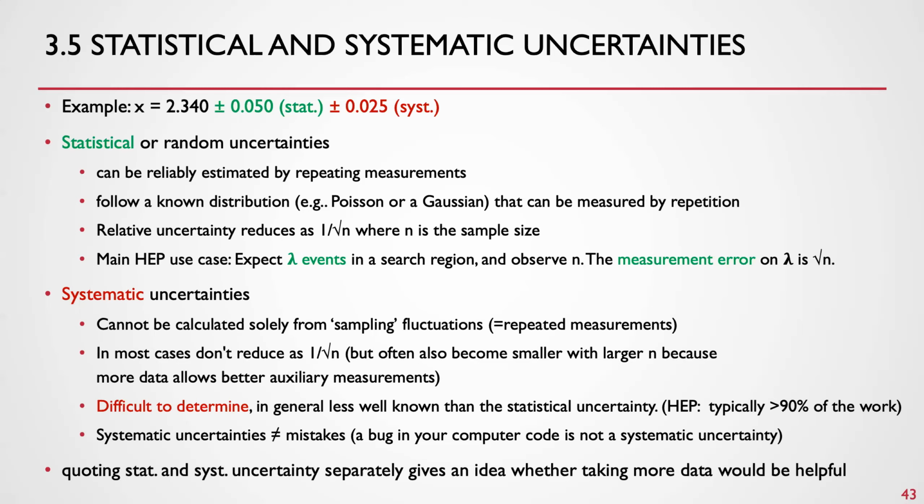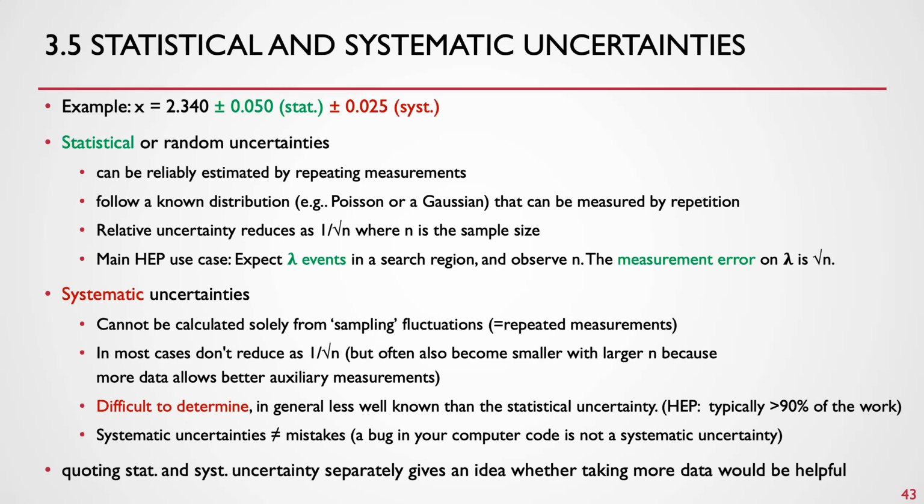In general, the systematic uncertainties are much more difficult to determine than the statistical ones. Statistical one is just square root of n, or square root of whatever the stochastics is in your process. Systematics, you have to understand what's going on. In high energy physics experiments, as I know Lucas will confirm, 90% of the work goes into assessing the systematic uncertainties in various ways.